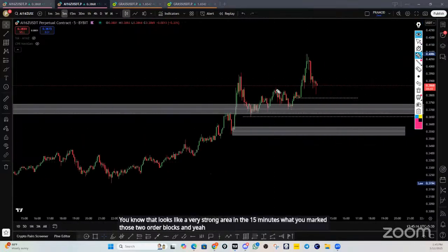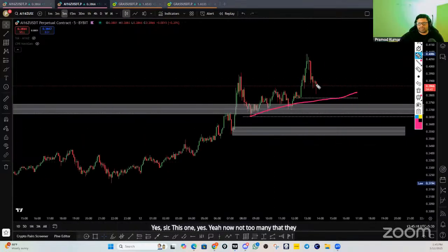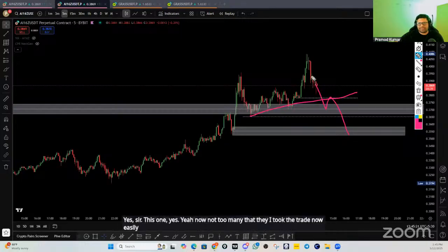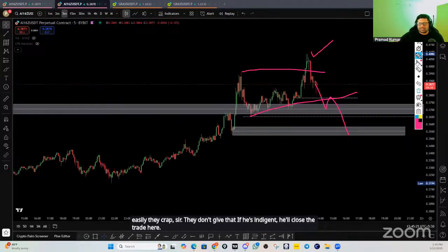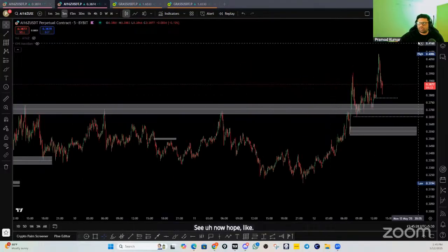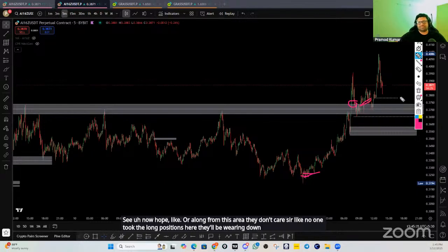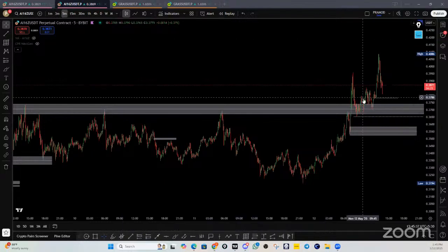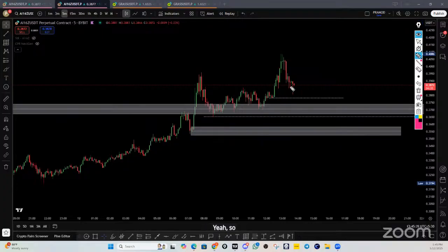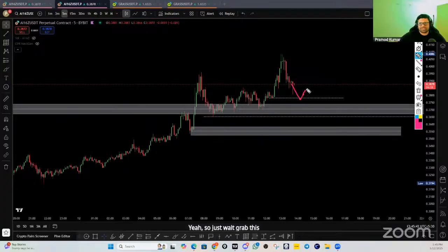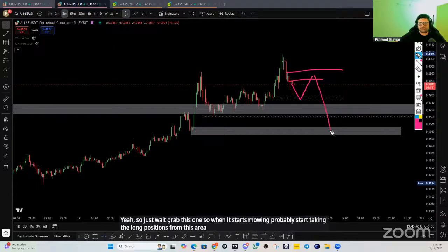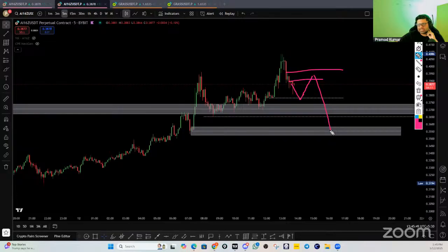Now too many took the trade. Now easily they'll grab, sir. If he's intelligent, he'll close the trade here. See, now those who are long from this area, they don't care, sir. Those who all took the long positions here, they'll be worried now. So just wait, grab this one. When it starts moving, people will start taking the long positions from this area. Now they'll grab us.